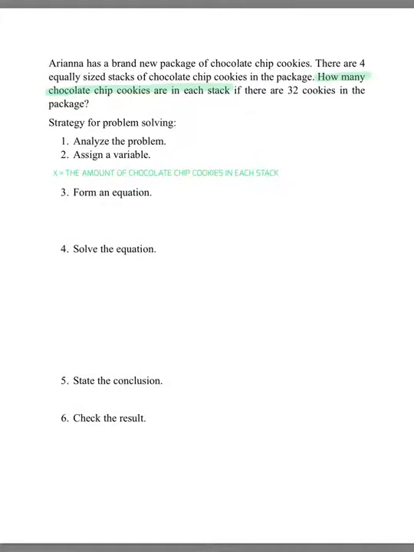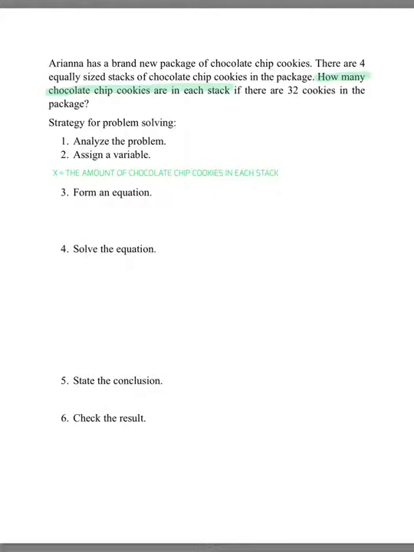Again, the question was, how many chocolate chip cookies are in each stack? So our assignment of the variable is x is going to represent the amount of chocolate chip cookies in each stack, which is the question reworded in the form of a statement. So there we go. That is our assignment of the variable.